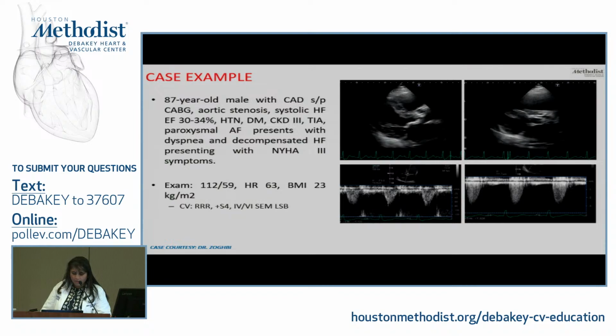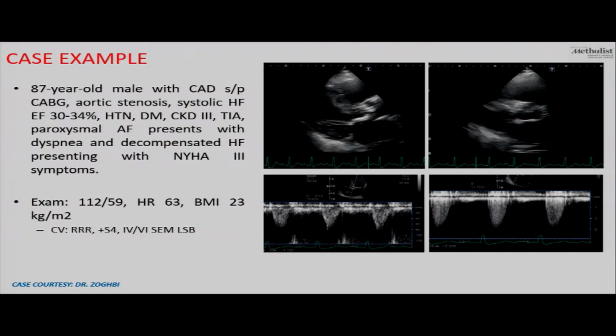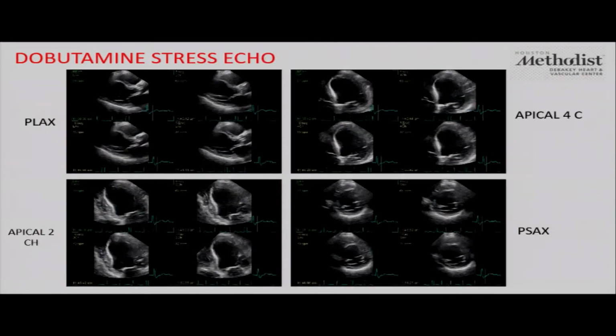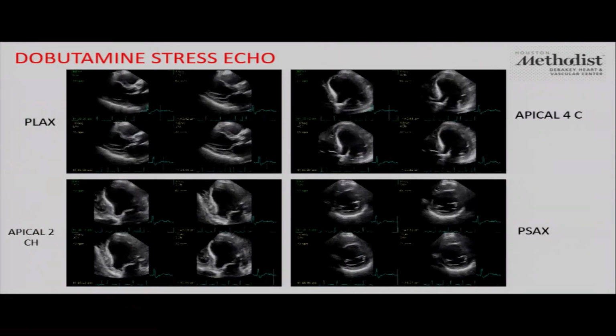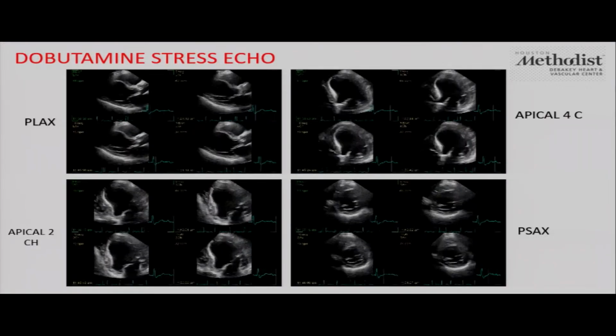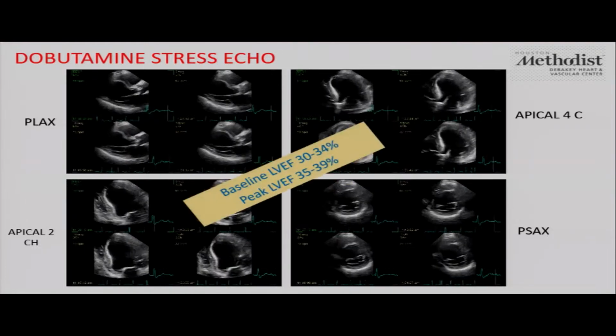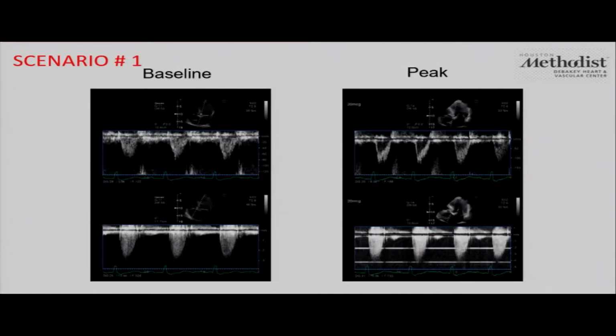All right, let's quickly look at a case example here. As you see, it's an 87-year-old male with CAD, status post-CABG, aortic stenosis, and EF in the 30s, with other comorbidities like every one of our patients. And you see it's a prominent murmur, and again, let's go into the details. So take a look at this. I think you can all appreciate a little bit of improvement in the EF with dobutamine, right? Okay, so let me give you the numbers.